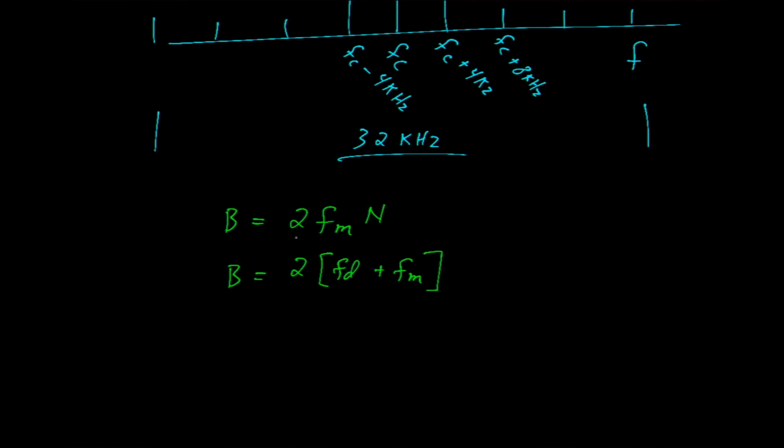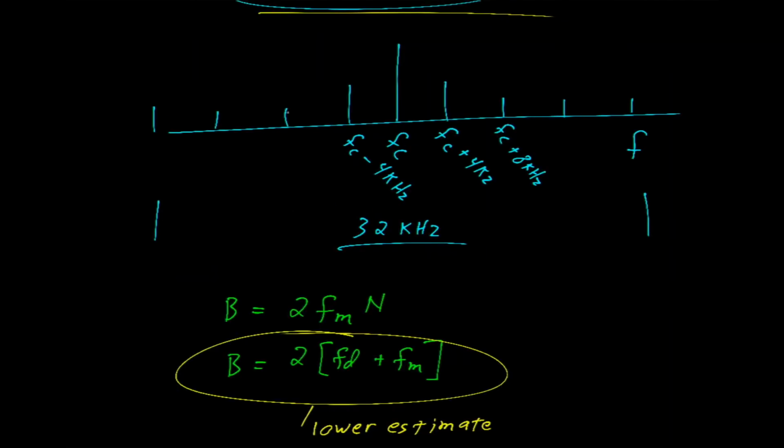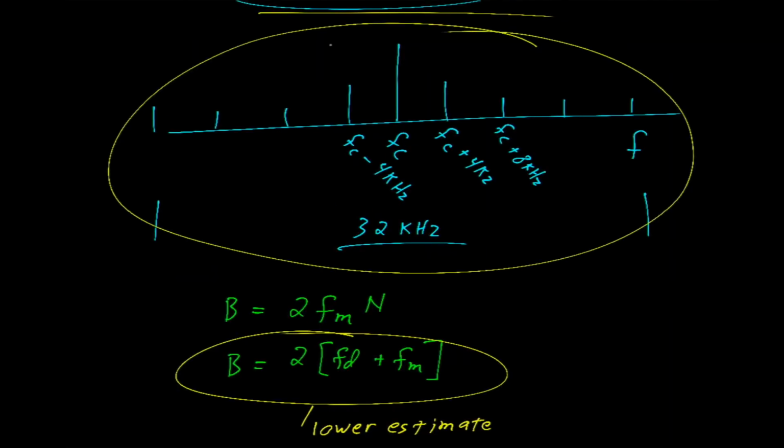Of the 2 methods, you'll find that Carson's rule generally has a lower estimate. Perhaps you noticed that in this particular example, because if you consult your textbook and you look at the number of significant sideband pairs, you'll see that for a modulation index of 3, there should be 1, 2, 3, 4, 5, 6 pairs, not the 4 pairs as suggested by Carson's rule.